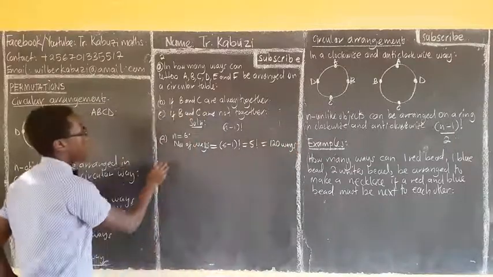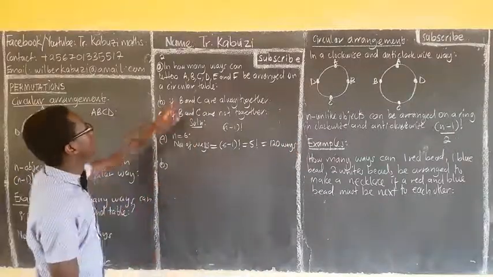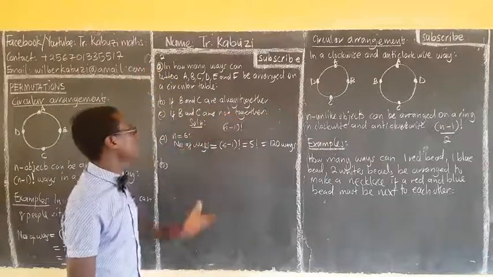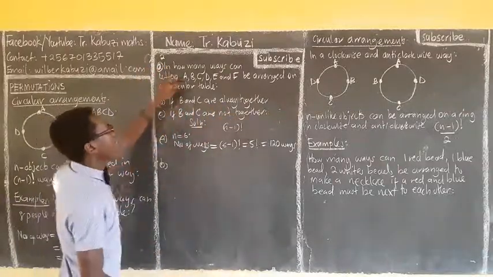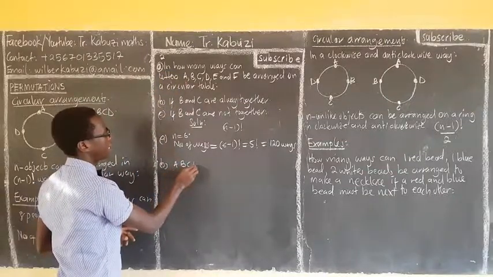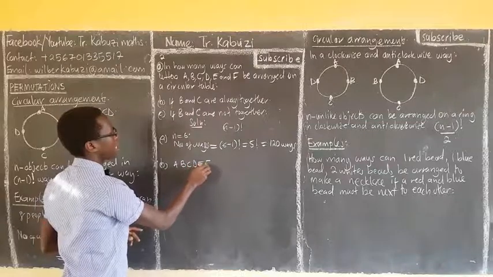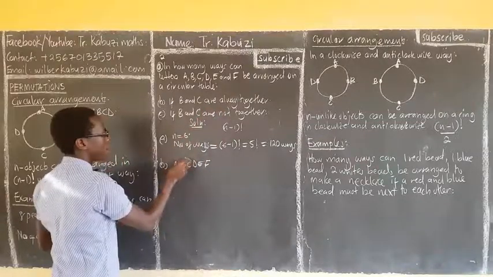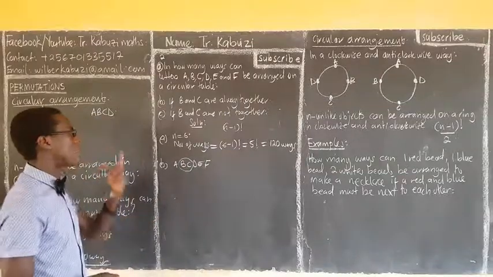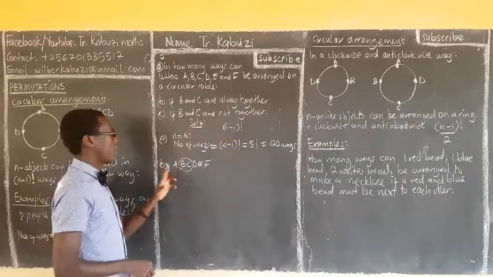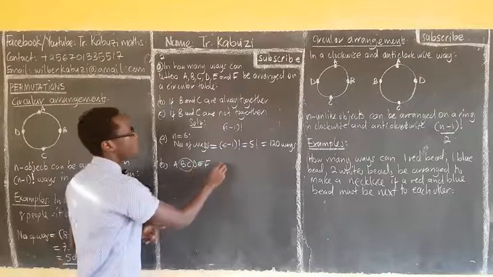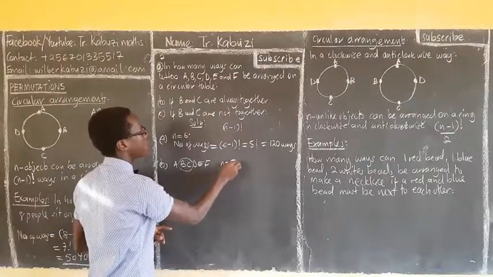When I come now to part B of this question, they are giving me a restriction that B and C are always together. So I write the letters as A, B, C, D, E, F. These are the letters I'm having. Now, B and C are going to be together, so in counting, I count them as 1. So I count 1, then the other letters 2, 3, 4, 5. Meaning my n this time is 5.